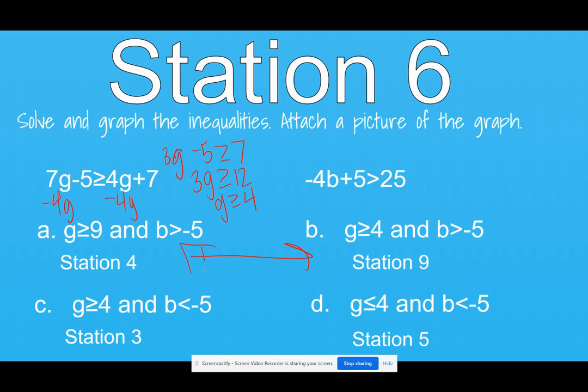I could have 0, 1, 2, 3, 4, 5. If it's greater than or equal to, you need to shade that in or you get points off. And because it's greater, we go this way.